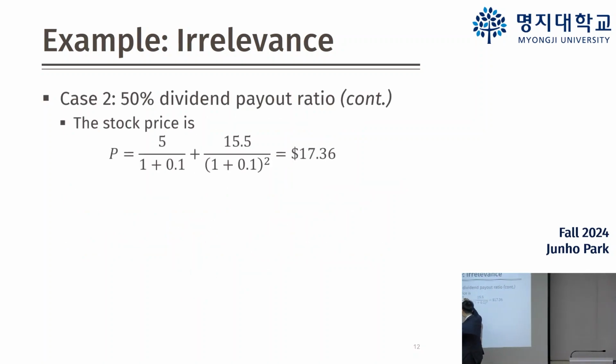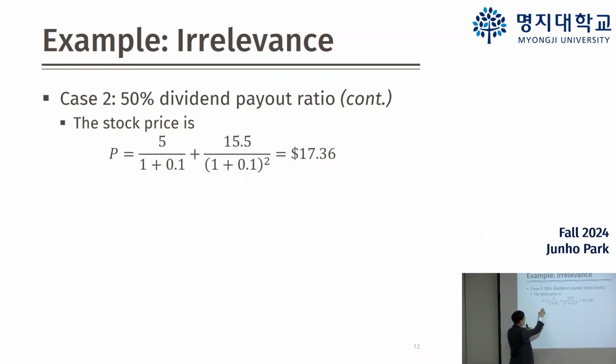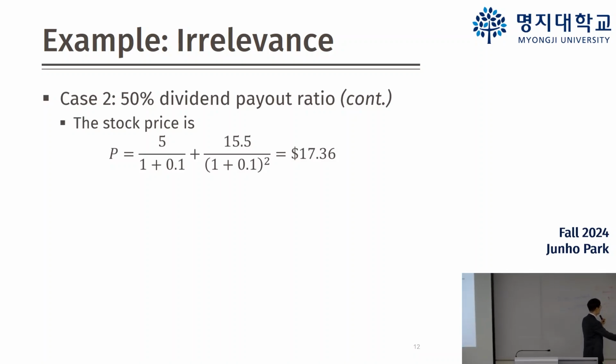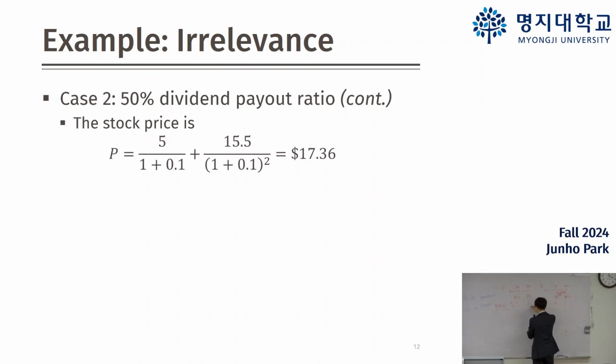And then in that case, we can again calculate the stock price based on the present value of the two cash flows, 5 and 15.5, and surprisingly we get 17.36, which is, there is no difference between the previous case and this case. So the stock price does not change. When we compare the first case and the second case, in the first case, they are going to have the same amount of dividends for the first year and the second year. However, they emphasize more in the future, but there is actually no change.